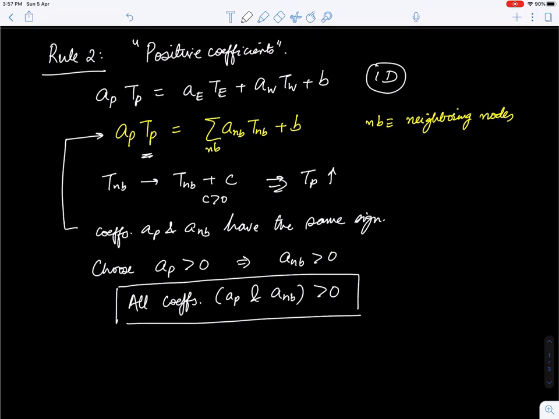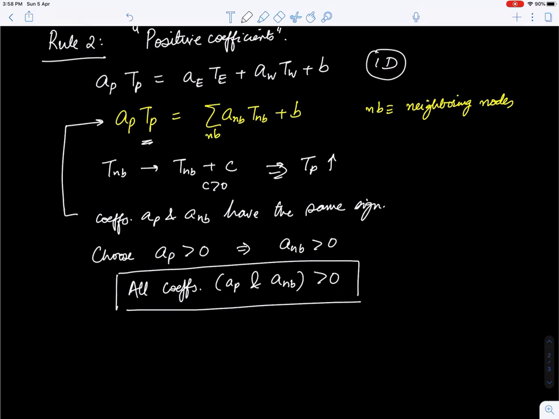Now clearly one may ask, what if AP is greater than 0 but one of the ANBs, the neighboring coefficients, is not greater than 0? Then we will have a physically unrealistic solution. And we'll see later when we do some problems that it leads to unrealistic behavior.